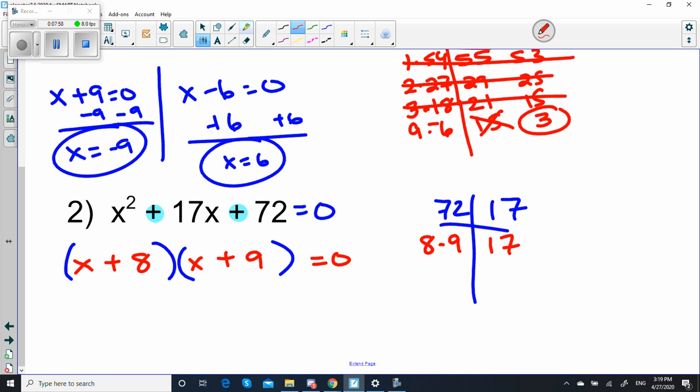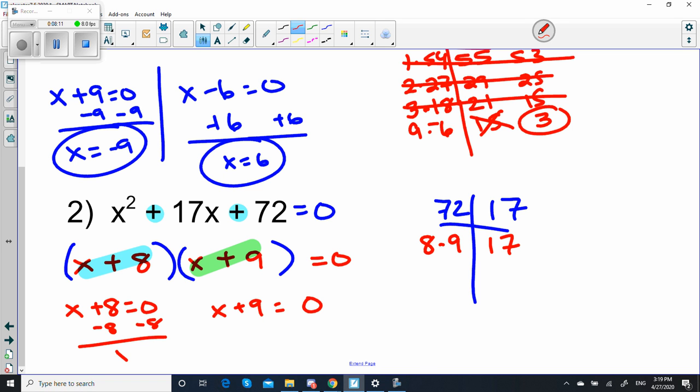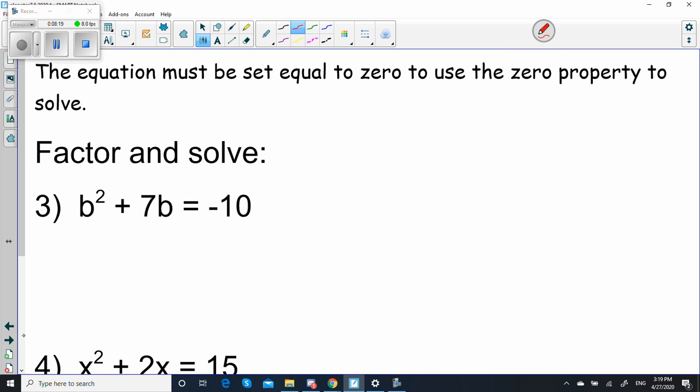And all I'm doing is dropping that down. And then I'm going to set each one of these equal to 0 separately, and there's going to be two answers, just like there was in 7.4. So x plus 8 equals 0, and x plus 9 equals 0. So here I would subtract 8, and here I would subtract 9. So my two answers are negative 8 and negative 9.